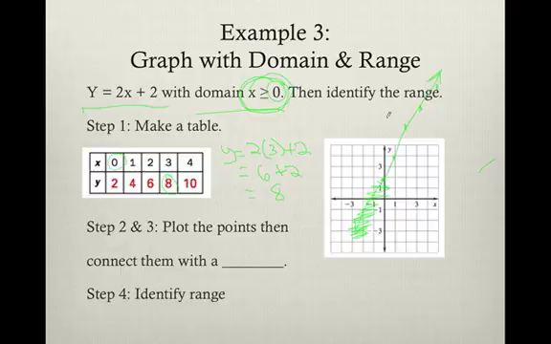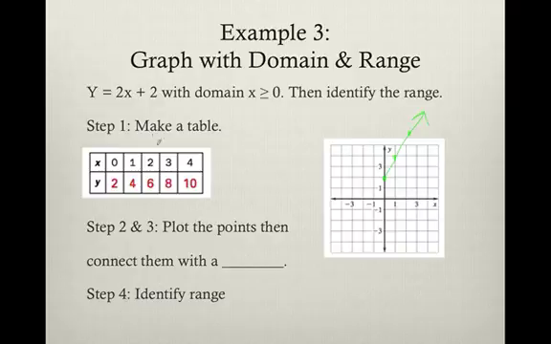So let me erase this, and this is what it's going to look like. I'm going to start at 0, 2. That's going to be my first point because it says equal to. I can include that point. And then I have my 1, 4, my 2, 6, and so on. I'm going to start here and I'm going to go up in this direction, and I'm allowed to go up forever in that direction.